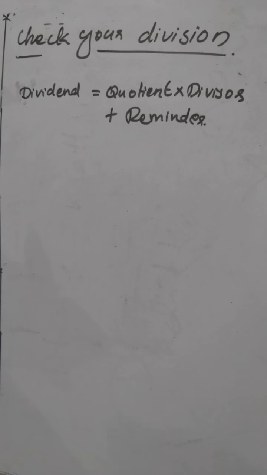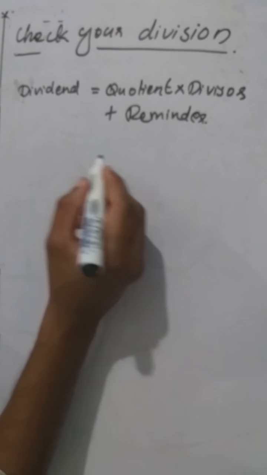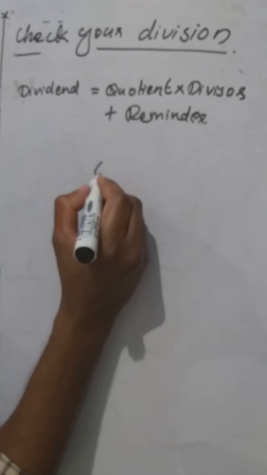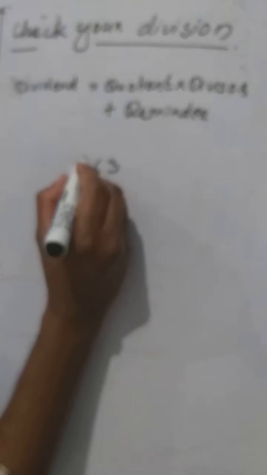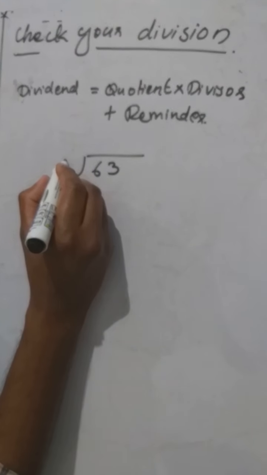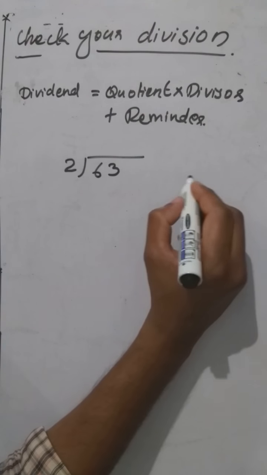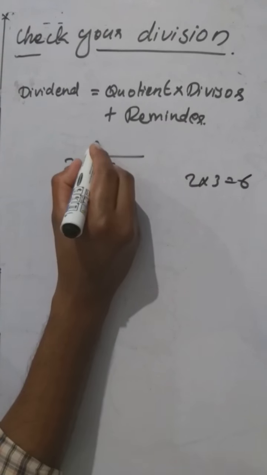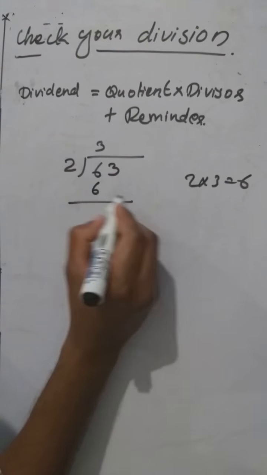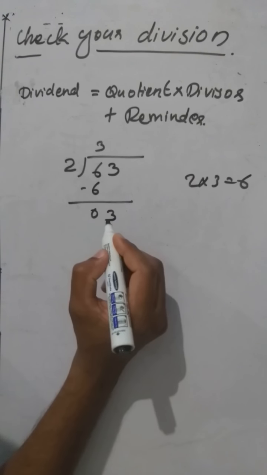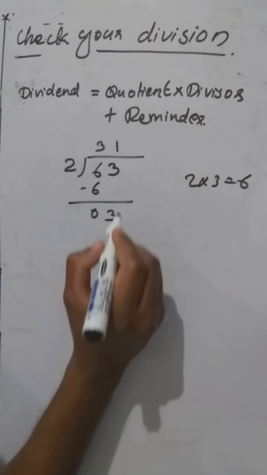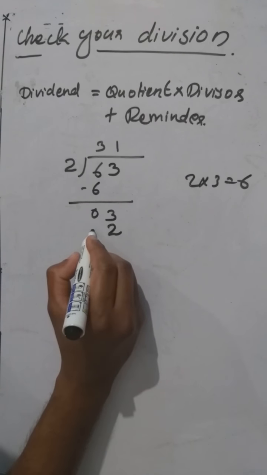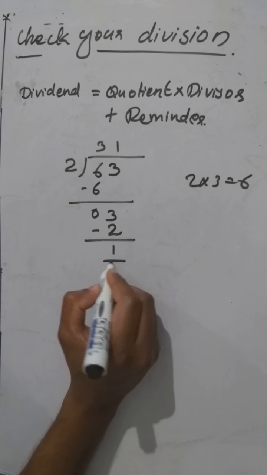Let's do one example. 63 divided by 2. So how many 2's are in 6? 3 2's are 6. 6 minus 6 is 0. Bring down 3. How many 2's are there in 3? Yes, 1 2 is there in 3. 1 2 is 2. 3 minus 2, we got 1.